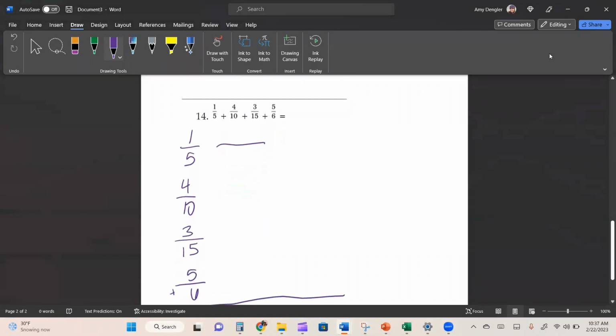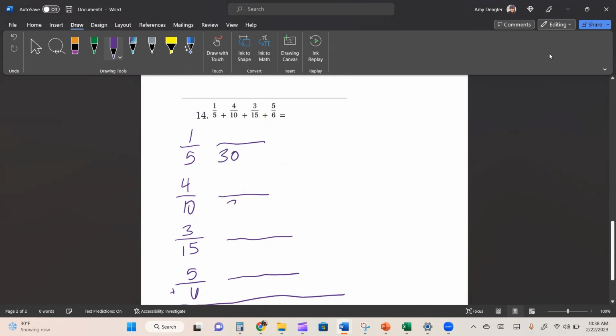So looking at those 4 numbers, it looks like the lowest common denominator that would work for all of them would have to be 30. Those all go into there equally, and if it's not the lowest common denominator, we can always go back and do it. So I'm going to put 30 as the denominator for each problem.